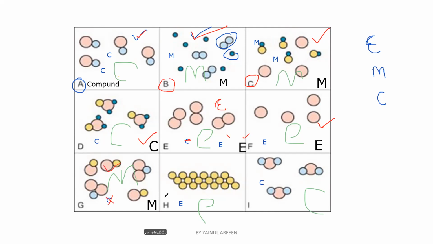What about H? Identical atoms, so that's an element. And the last one is a compound. Is it clear to everyone? Yeah, that's right, a compound. So the first one is a compound, second one is a mixture, third one is a mixture, fourth one is a compound, fifth one element, sixth is element, seventh is a mixture, eighth is element, and ninth one is a compound.